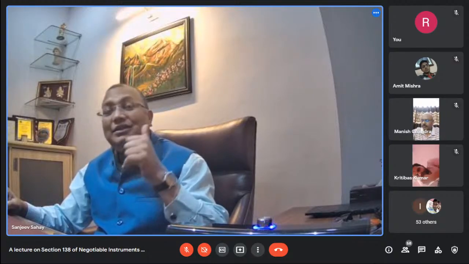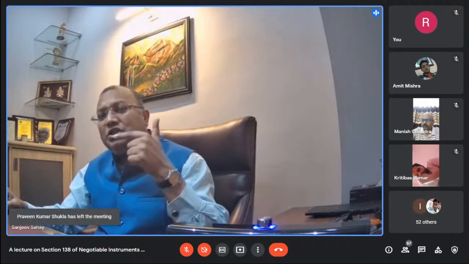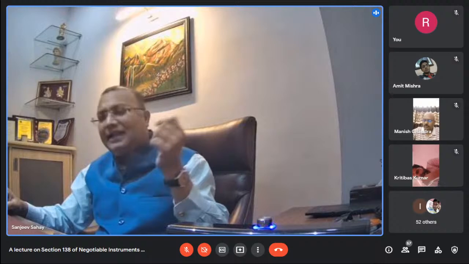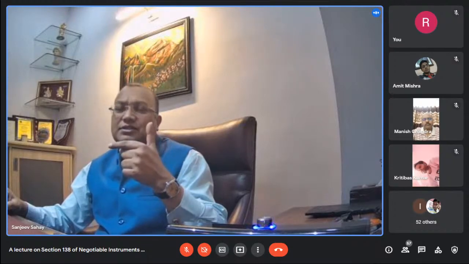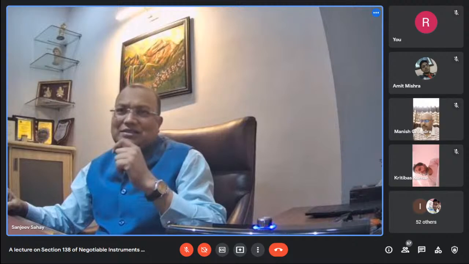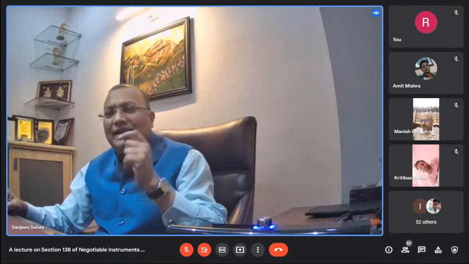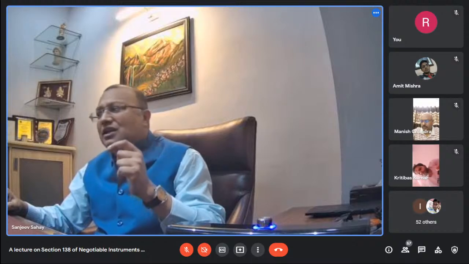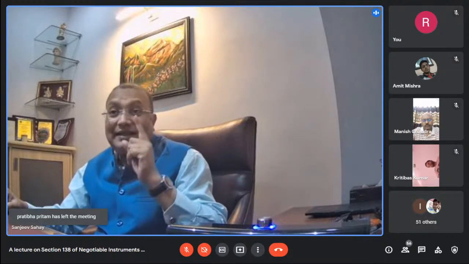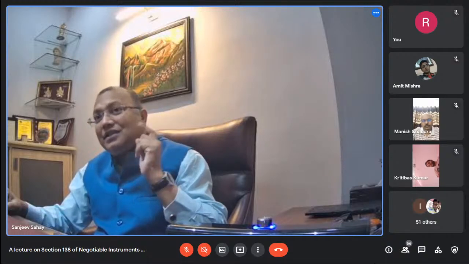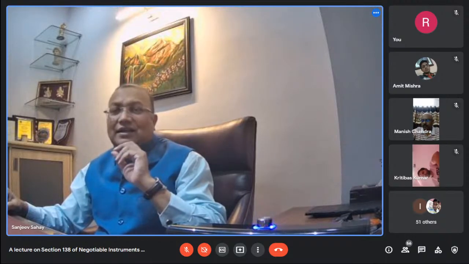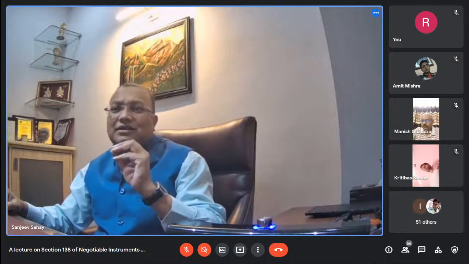Two, the holder of the check or holder in due course, which you will understand when you read sections 6 and 8 of the NI Act, that is the drawee of the check, issues a legal notice to the drawer that your check has been returned due to insufficiency of fund by your banker. That is the second point. Third, the drawer, even after he receives the legal notice, does not make payment of the check amount.